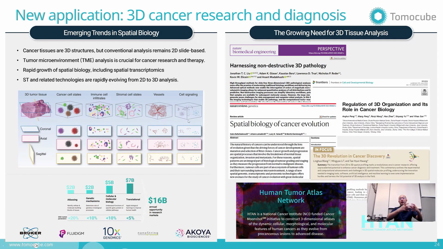So there is a big move in cancer research from 2D to 3D. The idea is that the tumor is 3D, so why should we look at these tumor tissues by dissecting, or why do we have to look at the 2D? It has been used for centuries, but if you just do 2D sectioning and measure tissues in 2D slides, you miss important tumor microenvironment information.